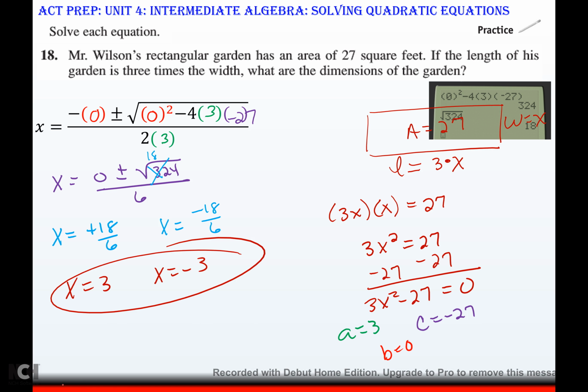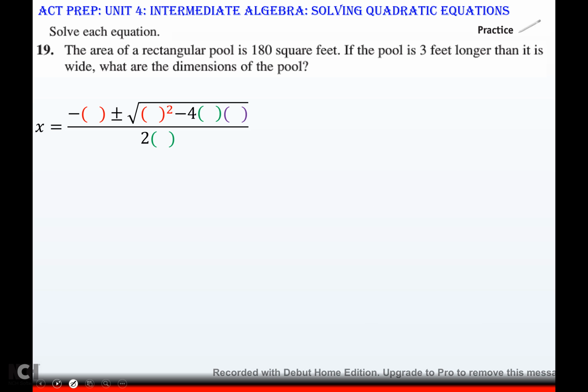Okay? If it would have been me though, once I got this, there's no x to the first, so just isolate x squared. So divide by 3. I got x squared equals 9. Square root, x equals plus or minus 3. You get the same thing. But just to show you that the quadratic formula works even if you're missing a term.